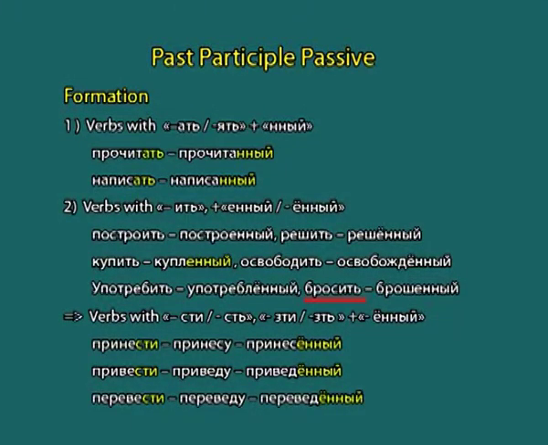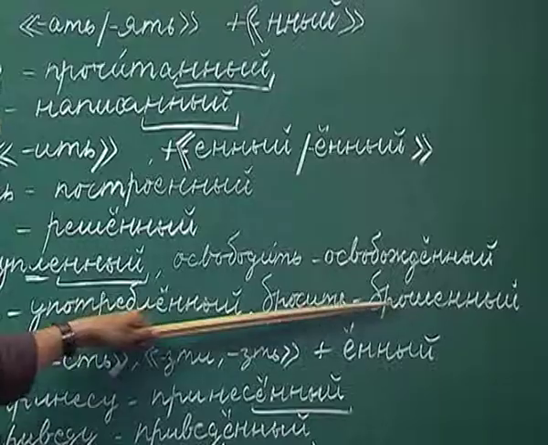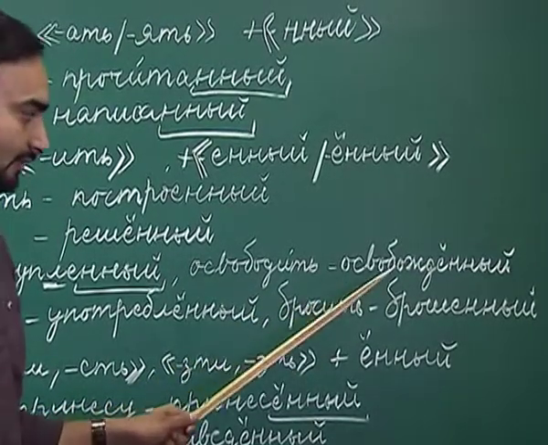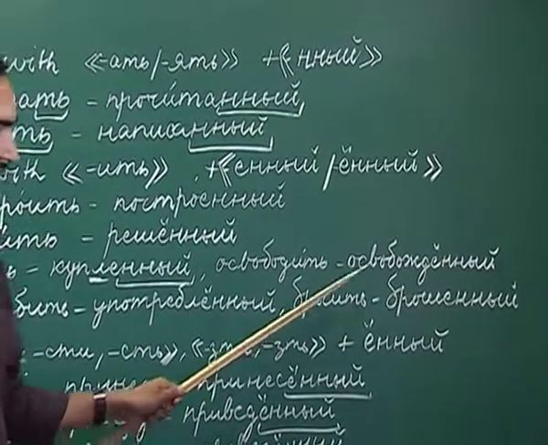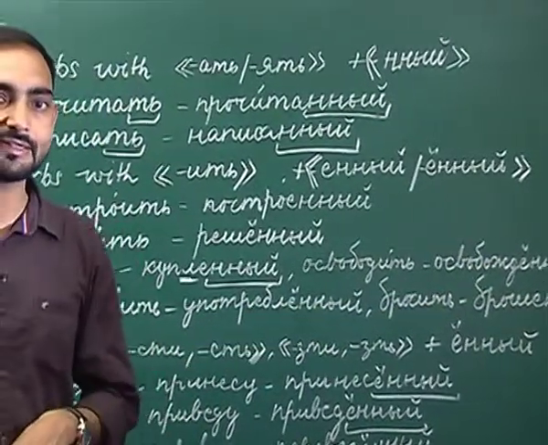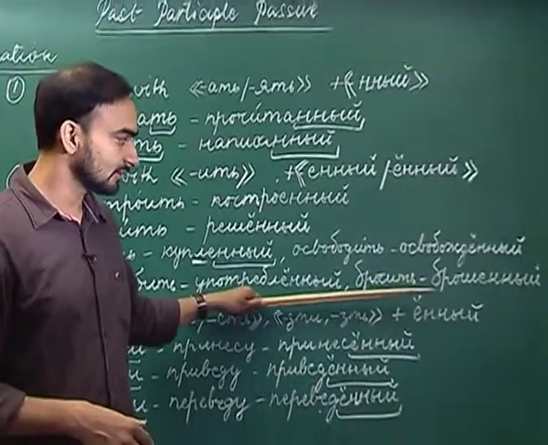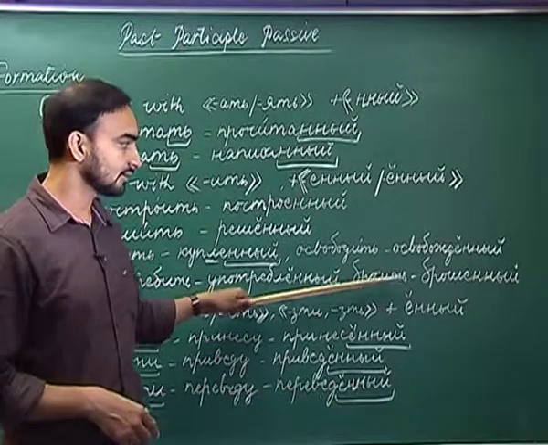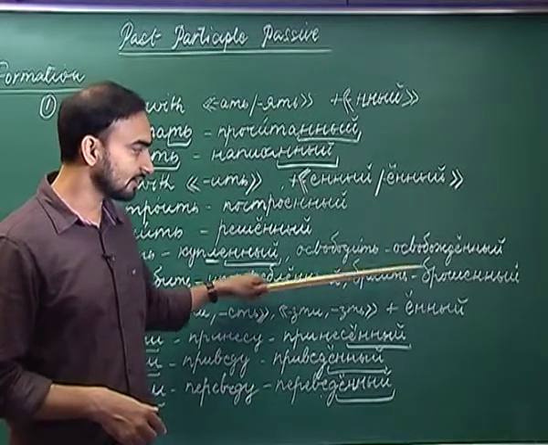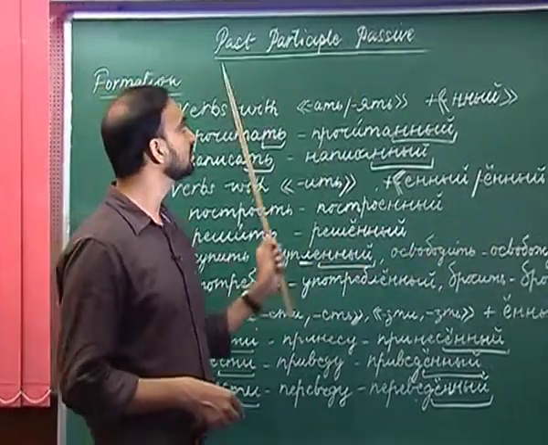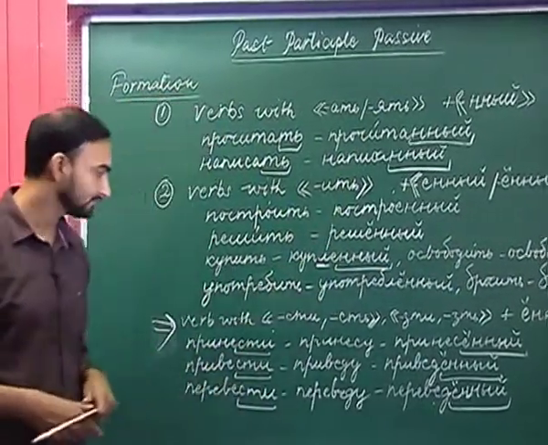Brosit. Brosit is to throw. Broshinni. So here there is a change, there is an alternation of consonant. The s has changed to sh. Why? Because again with ya, when we conjugate brasich with first person singular number, we do the same alternation of consonant, which is carried forward in the past participle passive.